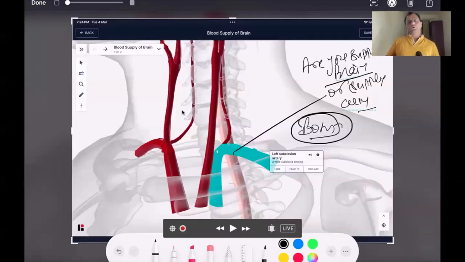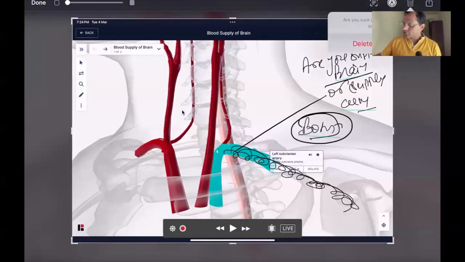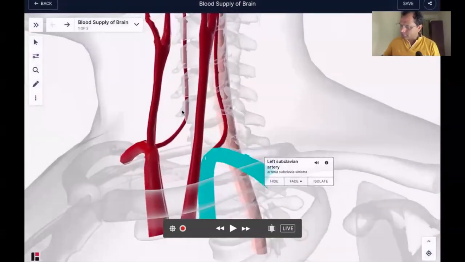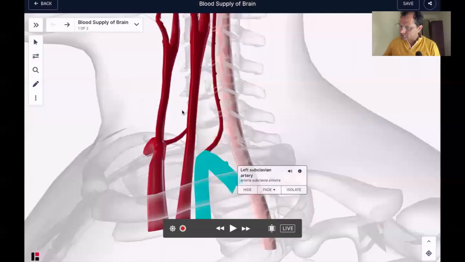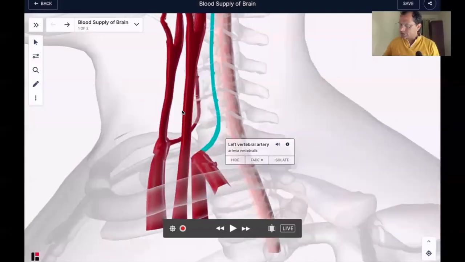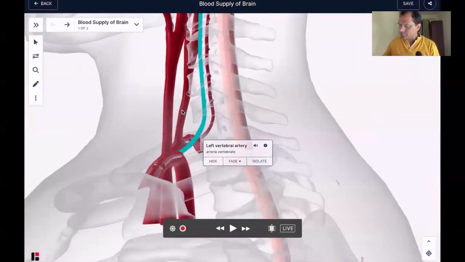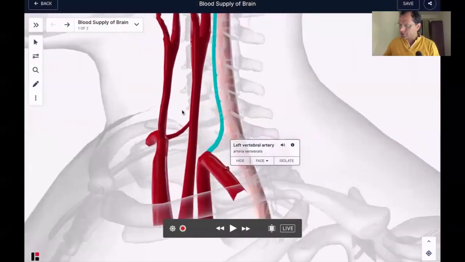Both, how? Because you are going towards the arm. Then how do you supply the brain? You are going towards the arm. Then the subclavian artery will say, okay, I have one branch. Let's see this branch. This is the branch called the vertebral artery, which is going into the brain.